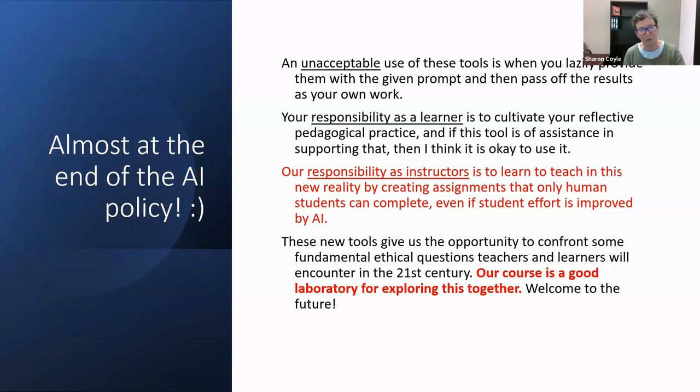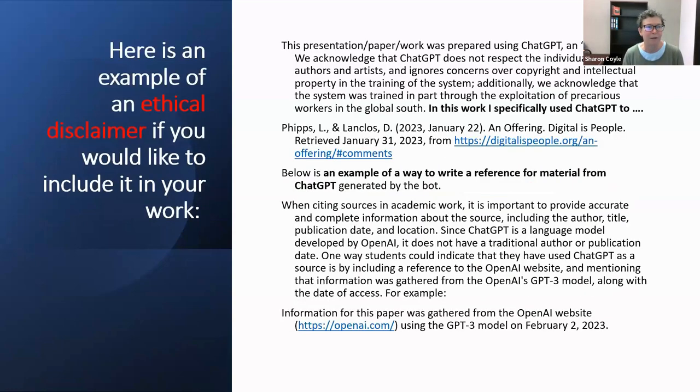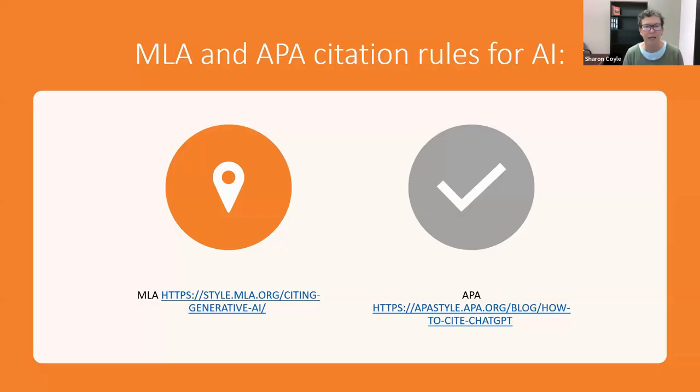So for this particular course that I was doing with the students, I wanted them to think of our course as a laboratory for exploring this new tool together. And these were examples of ethical disclaimers that I found and ways to cite it that I found online. And there are also now MLA and APA both have methods. So you can find those online, and these links are there in the PowerPoint. So there's really not a problem for you or for your students to know how to cite ChatGPT or AI in general.